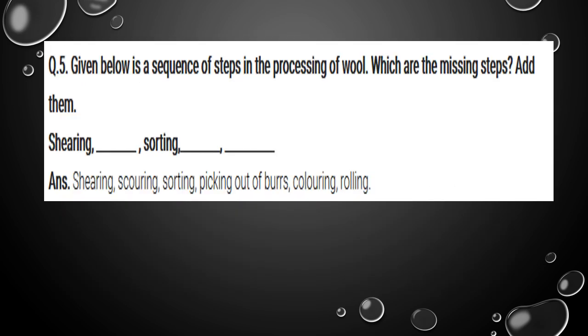Question 5. Given below is a sequence of steps in the processing of wool. Which are the missing steps? Add them. Shearing, dash, sorting, dash, dash. Answer. Shearing, scouring, sorting, picking out of burrs, coloring, rolling.